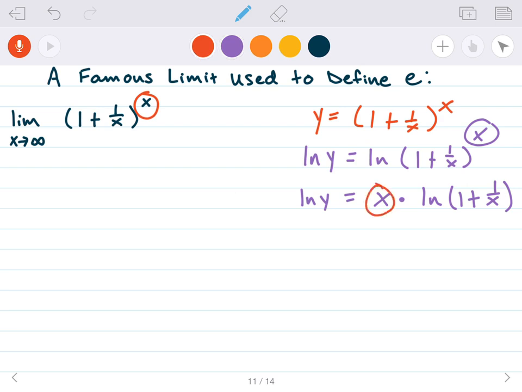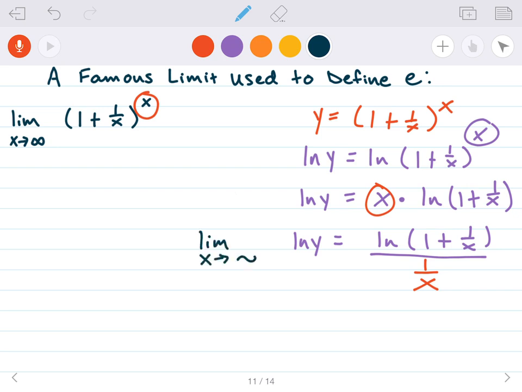However, I'm going to do a little trick, okay? Instead of saying this is multiplication by x, I'm going to say equivalently that this is division by 1 over x, right? Division is just multiplication by the reciprocal. So same exact thing. Now I have a rational function here. And so what I'm going to do is take the limit as x goes to infinity of both sides, right? Maybe I should have left more room. Let's do this.